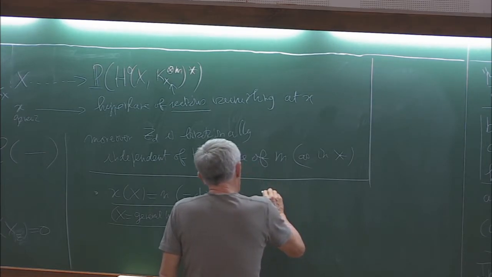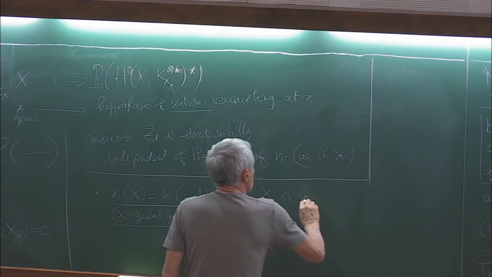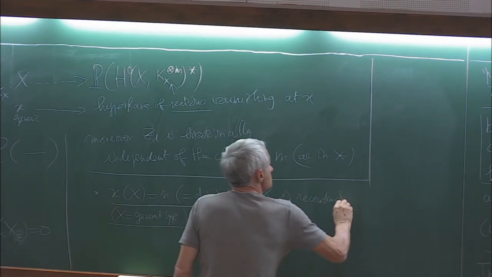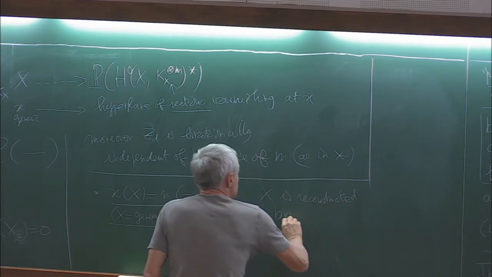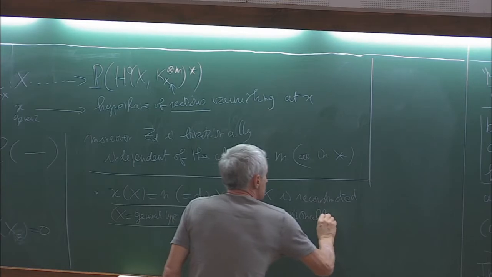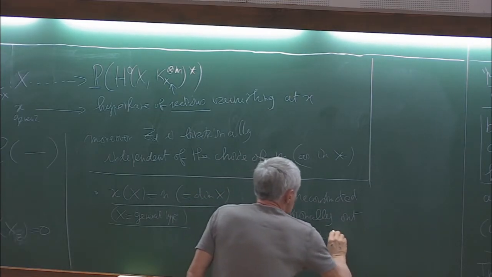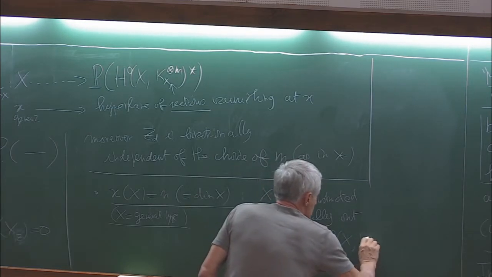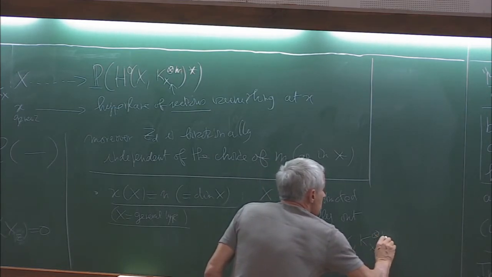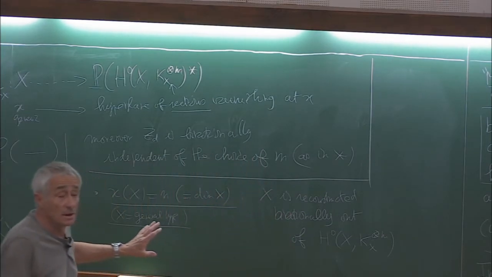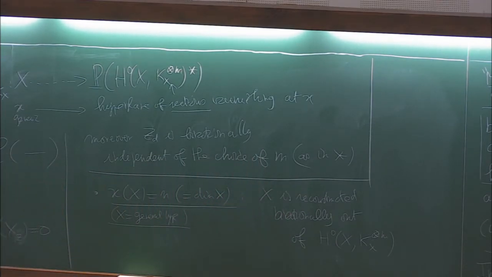In this case, X is reconstructed birationally out of the space and the maps which are given by K_X tensorized with m. So the canonical bundle, if you want, determines the structure of X. You can reconstruct it. So this is the nice situation in some sense, but this is a very general situation.